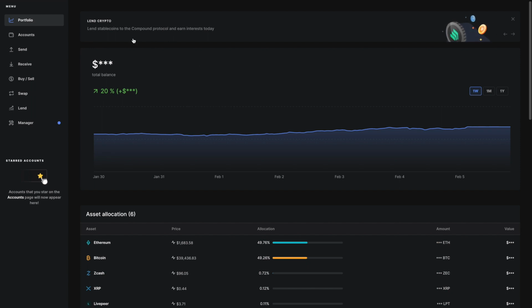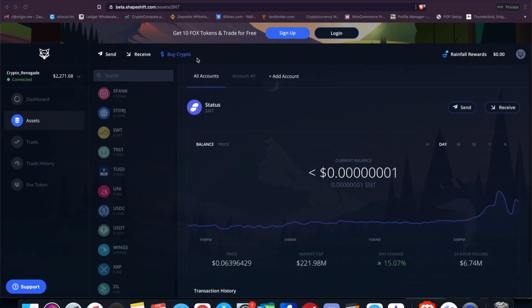Sorry, guys. But what I like about this, that's just one key differentiator. If you're concerned about privacy or people looking at your screen or anything of that nature, Ledger Live has this and ShapeShift currently does not. So you just want to keep that in mind.